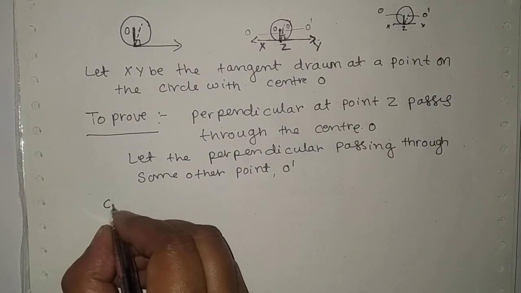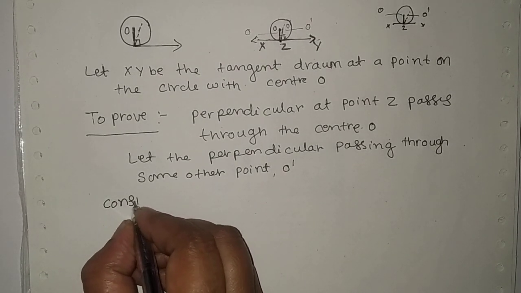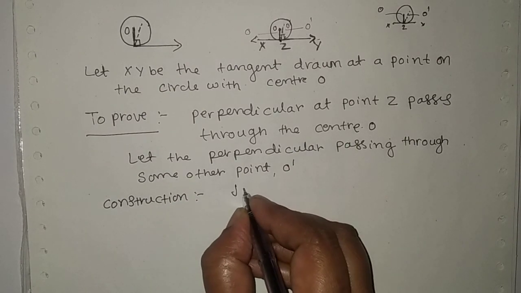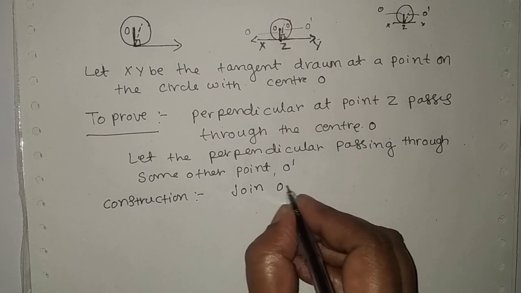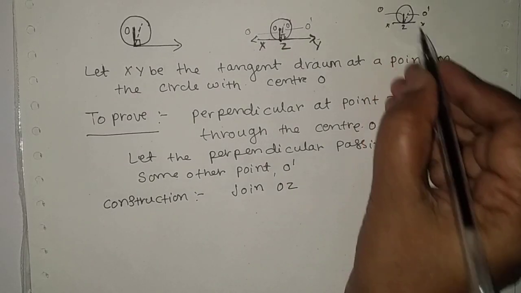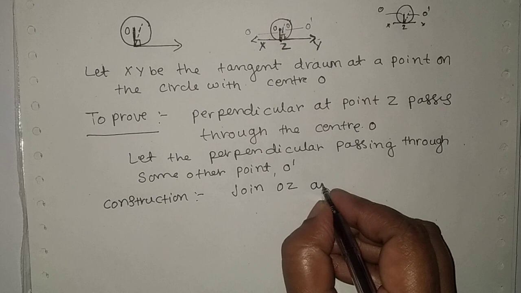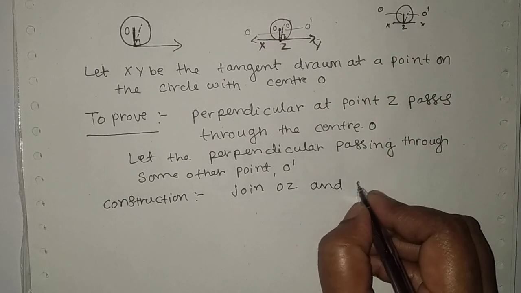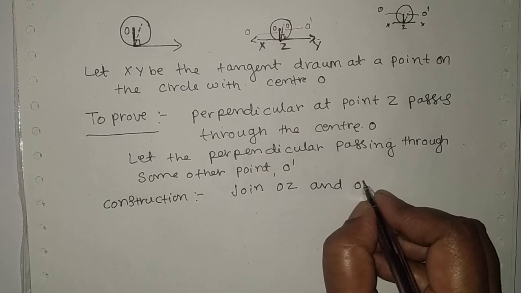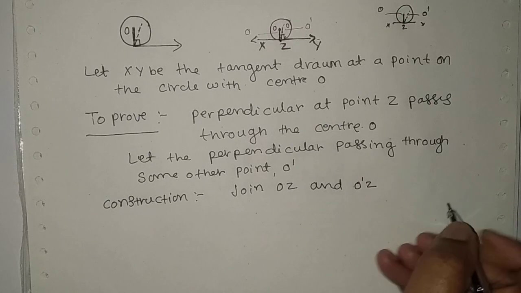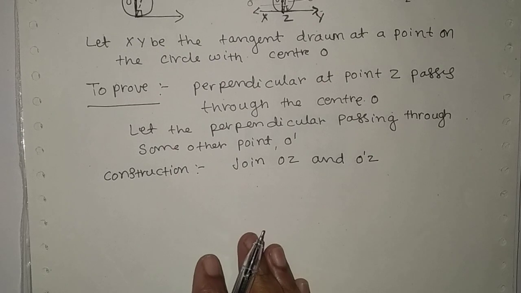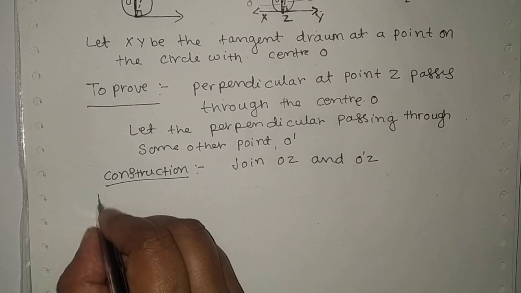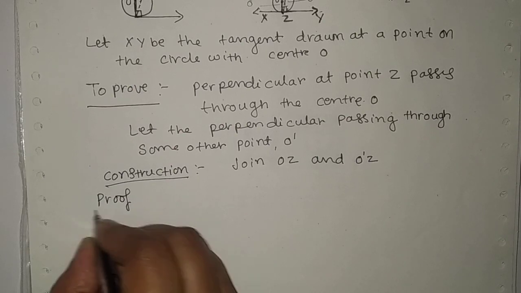Now what construction do we have to write? The construction is that we join OZ, that is this one, and O dash Z. So OZ and O dash Z. After this comes the proof.